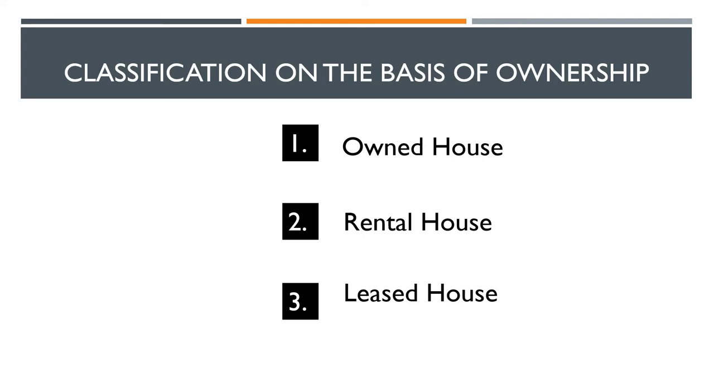Next is rental, as in the house and the land belong to someone else, but you pay some amount of rent to that person and acquire that piece of house for some time. The last is leased. What leased means is, instead of a house being on rent, the land is given on rent.